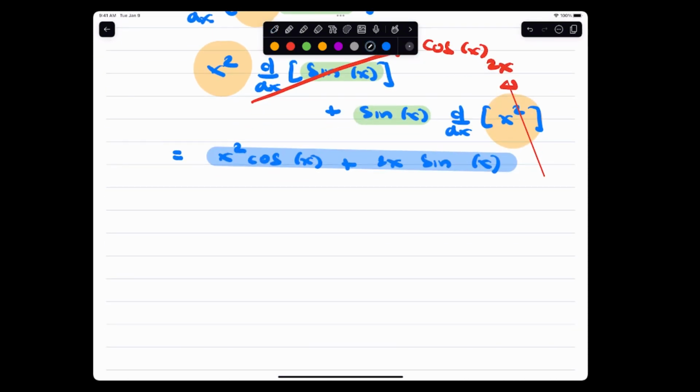All right. Let's try another example, right? What if they give you cosine x over 4x and they want you to differentiate?